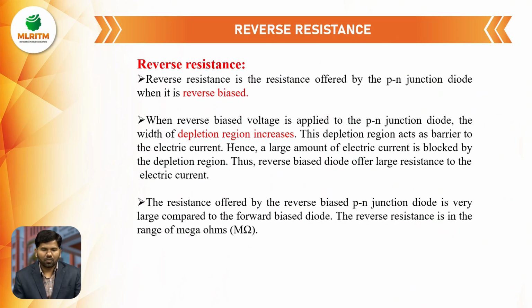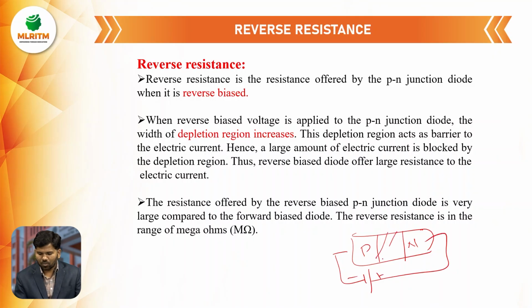Next, reverse resistance. The reverse resistance is the resistance offered by the PN junction diode when it is reverse biased. So in the reverse biased PN junction diode, when we are connecting the diode to the reverse bias condition, the width of the depletion region increases. The width of the depletion region increasing means very little current will flow through the PN junction diode, almost negligible, which means the depletion region offers a very high amount of resistance in the reverse biased condition. That's why the reverse resistance is in the range of mega ohms. Compared to the forward resistance, the reverse resistance is very high when it is forward biased.